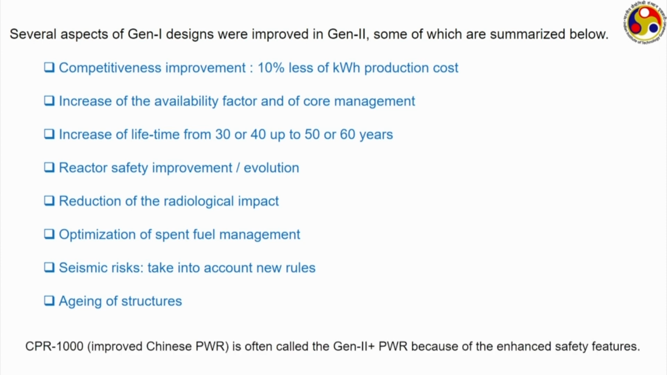The CPR 1000 and improved Chinese PWR is often called generation 2 plus PWR, because it has certain enhanced safety features which are beyond generation 2, but probably not sufficient enough to call it a generation 3 reactor. That is why it is often called generation 2 plus reactors, and it is a concept that came only in the early 2000s. Next, we move to the generation 3 reactors.